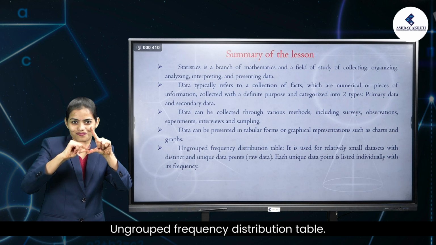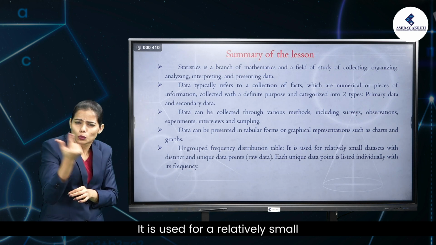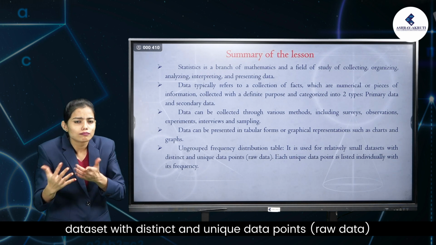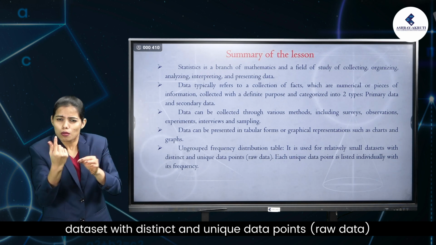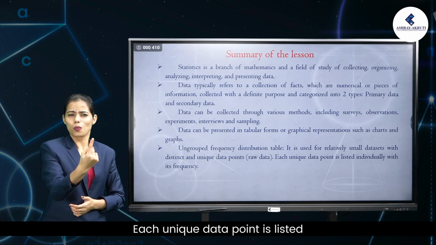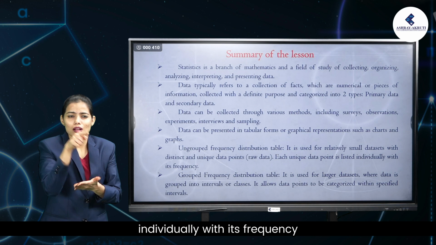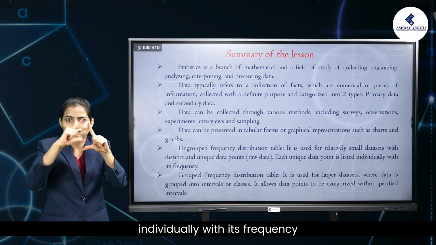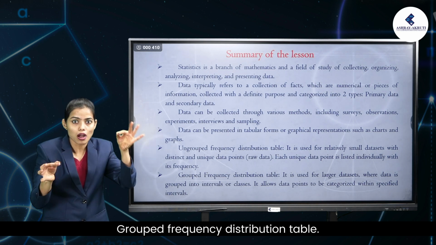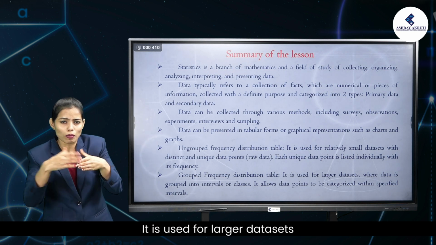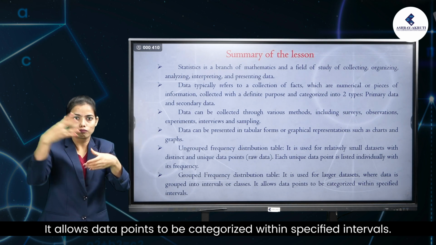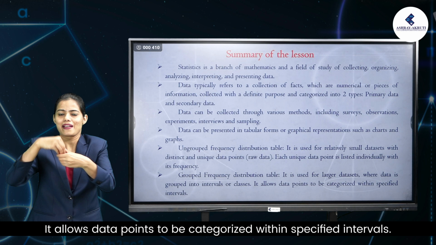Ungrouped frequency distribution table. It is used for relatively small data sets with distinct and unique data points, raw data. Each unique data point is listed individually with its frequency. Group frequency distribution table. It is used for larger data sets where data is grouped into intervals or classes. It allows data points to be categorized within specified intervals.